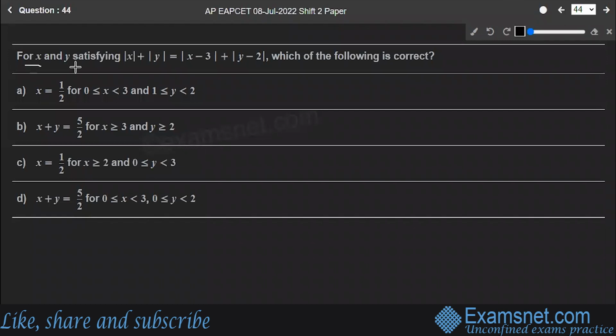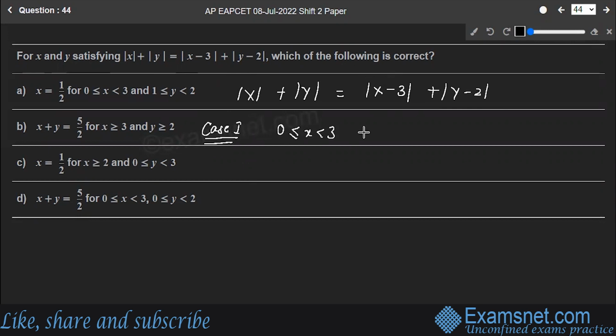Question number 44. For X and Y satisfying this equation, which of the following is correct? So let's solve this equation. Here again, mod of X plus mod of Y is equal to mod of X minus 3 plus mod of Y minus 2. We have 2 cases over here. First is when X lies between 0 and 3, so when X is greater than equal to 0 and less than 3, and Y is greater than equal to 0 and less than 2.